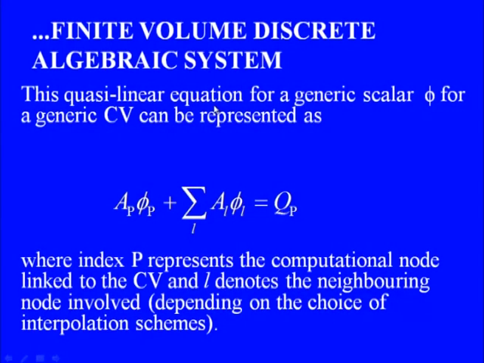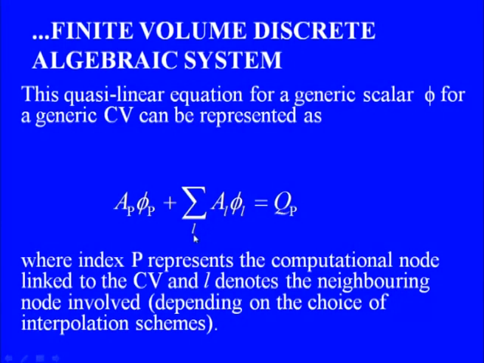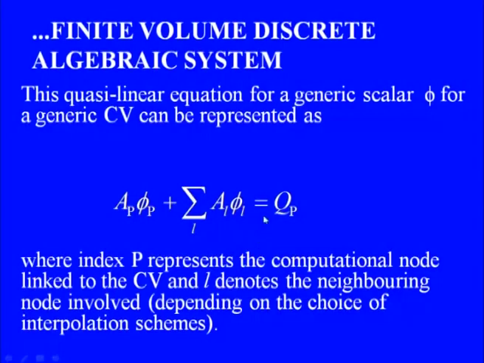Now let us have a look at the way we can represent it. Even for a non-linear problem we can represent it as a quasi-linear equation, and this quasi-linear equation for a generic scalar quantity phi for a generic control volume can be represented as A_P phi_P plus summation over L, A_L phi_L is equal to Q_P. Here this index P represents the computational node which is linked to the CV, that is, the centroid of the control volume, and L represents the neighboring computational nodes which are involved.